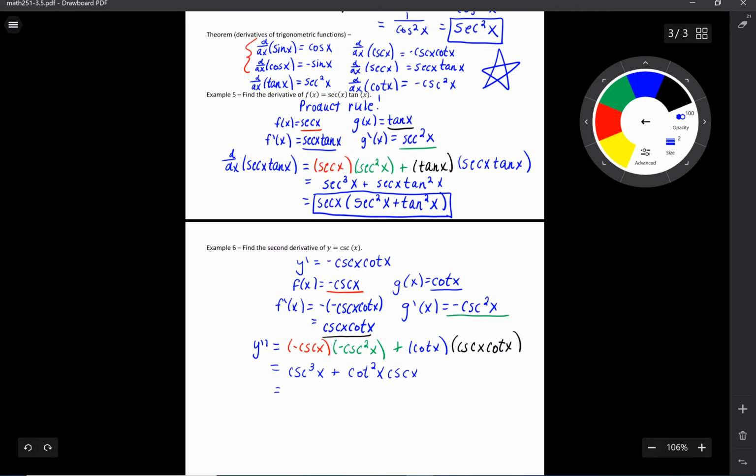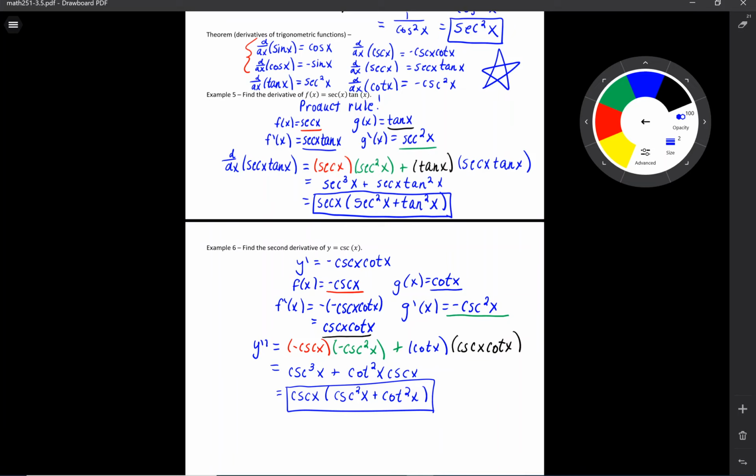Here I can factor out, you can leave it just like this. I just like to simplify a little bit. So I can factor out a cosecant of x from each term, and I'm left with cosecant squared x plus cotangent squared x, which again almost looks like a trig identity, but we are off by a negative sign here. So that is the second derivative of cosecant of x.